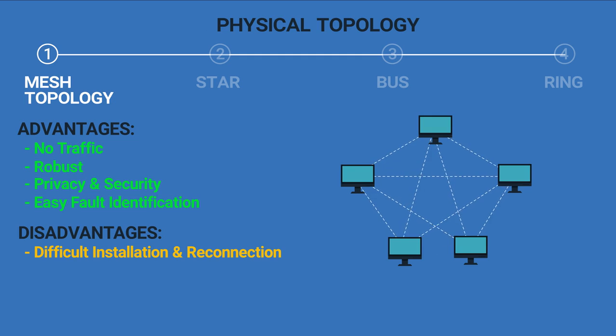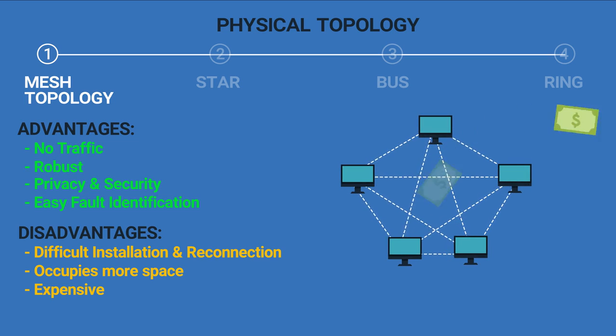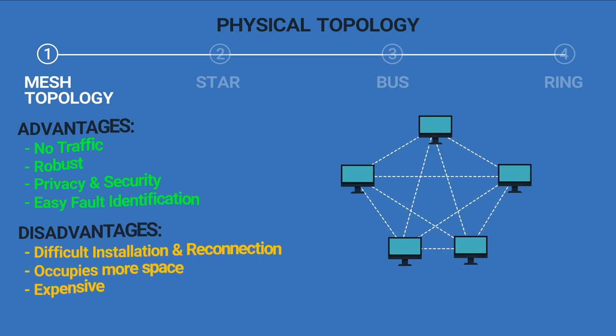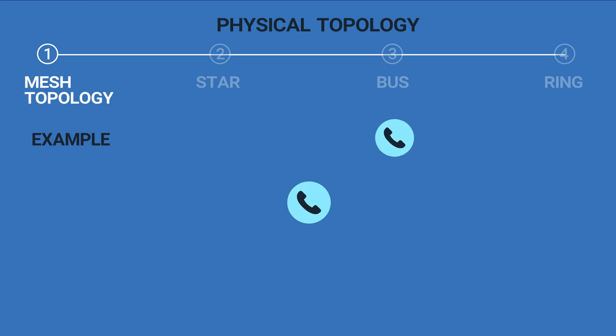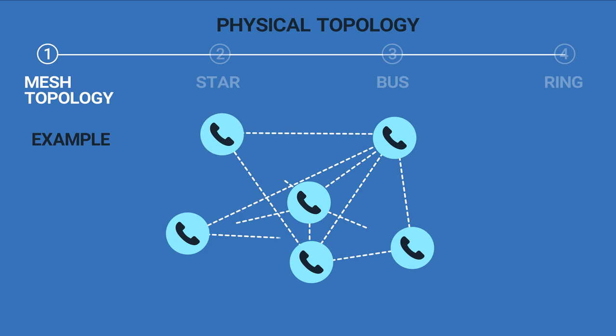Disadvantages: installation and reconnection are difficult because all devices must be connected to one another. The bulk of the wiring occupies the available space. The hardware required to connect each link, the I/O ports and cable, can be expensive. One of the practical examples of a mesh topology is the connection of regional telephone offices, in which each regional office needs to be connected to every other regional office.